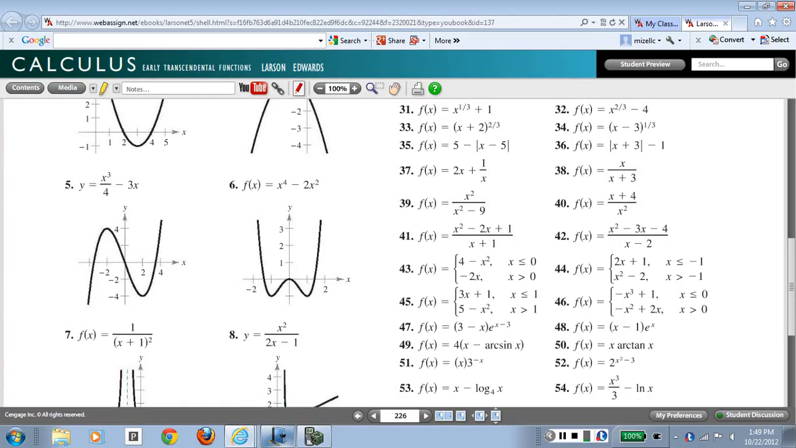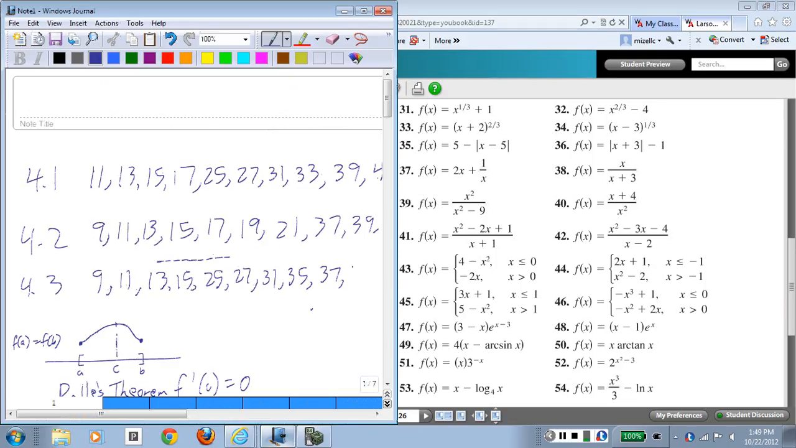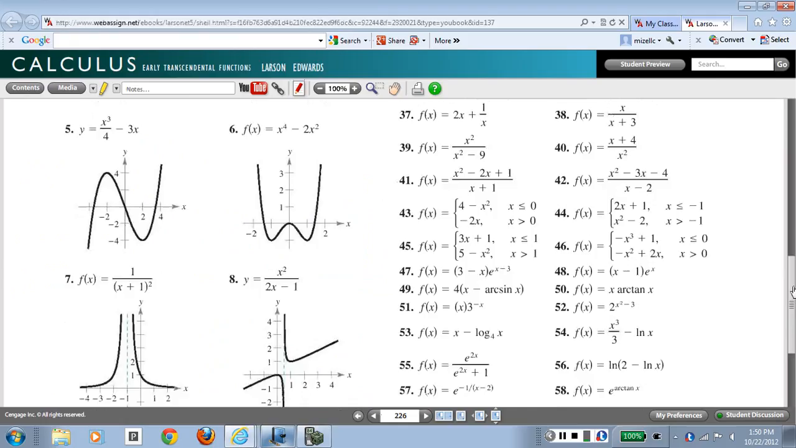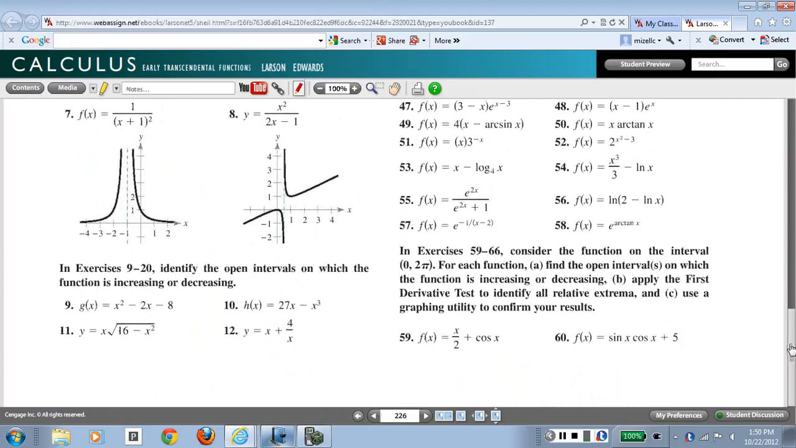We did a piecewise function. I don't think 43 would be out of bounds. Is there anything? Ooh, 47. 47's nice. 47, I like that. And then they get more extreme. Apply the first derivative test to identify all relative extrema. Use a graphing utility to confirm your results. 59.